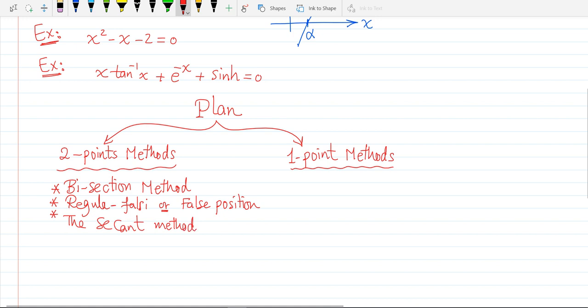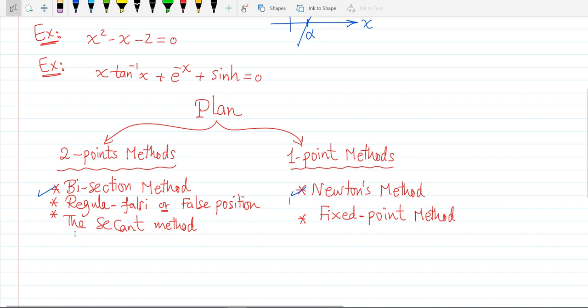And 1 point methods, we have two methods. First one is Newton's method. Second one is the fixed point method, and some books call this method the iteration method. And in this video, we will be concerned with the bisection method and Newton's method. And for sure, you have to differentiate between the 2 point method and the 1 point method. Here in this section, you have initially 2 points to start the iteration techniques, and here you have only 1 point to start your iteration.